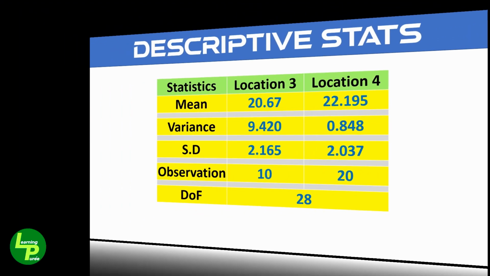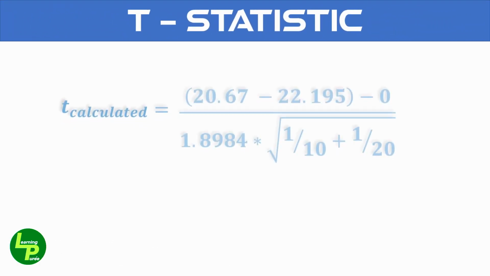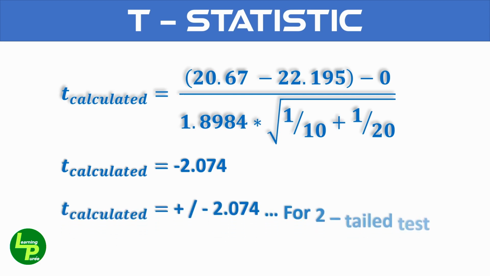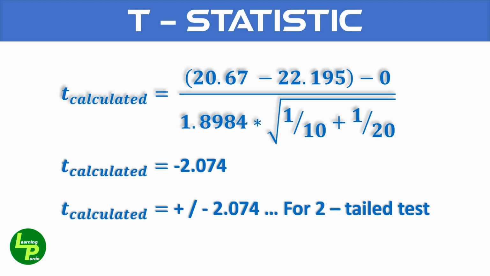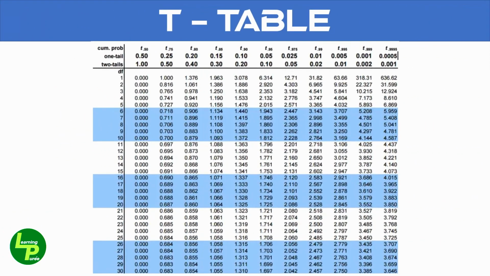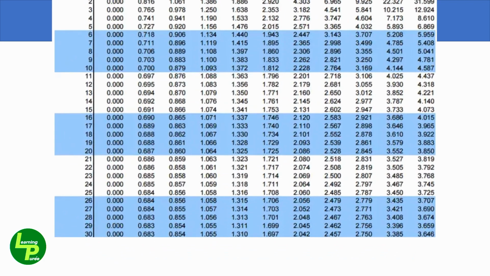Substituting the values in the same equations as used earlier for hypothesis testing, we get the degrees of freedom equal to 28 for a calculated t-statistic value of minus 2.074. For a two-tailed test, these t-statistic values are plus minus 2.074. Again, we will follow the same procedure as earlier for looking up the t-statistic values on both sides of the t-distribution.